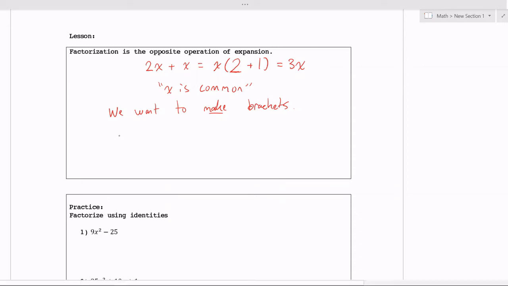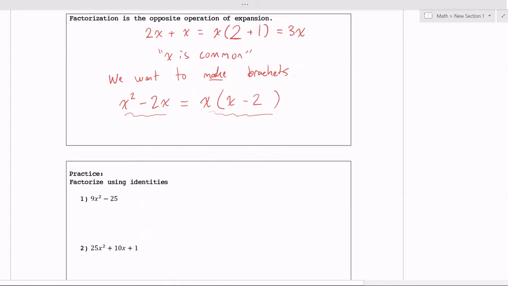Again, another problem, x squared minus 2x. Common factoring, we find something that's common. Again, it's x. We take it out and we divide to find out what's left over. In this case, x minus 2. The result is something that's pretty clean looking. Most math people would think that this is more simple than that, and I kind of agree.